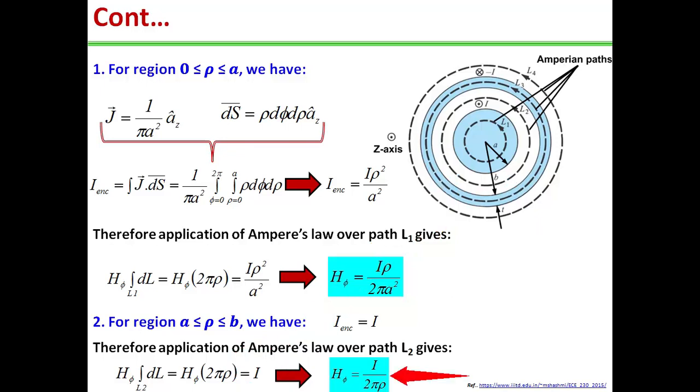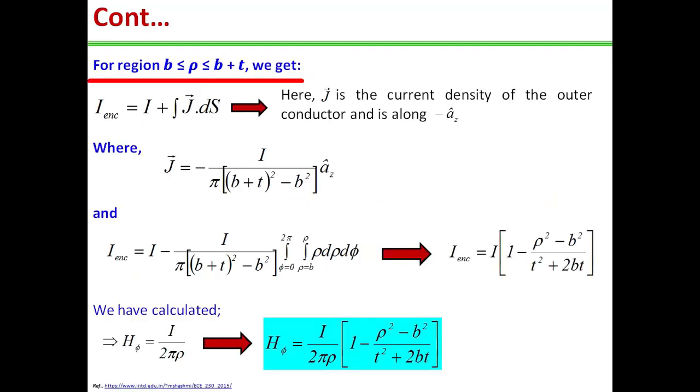Therefore, we will have H phi as I divided by 2 pi rho. Now for path L3, that is for the region where rho varies from b to b plus t.